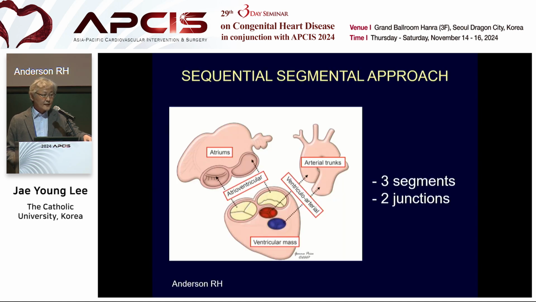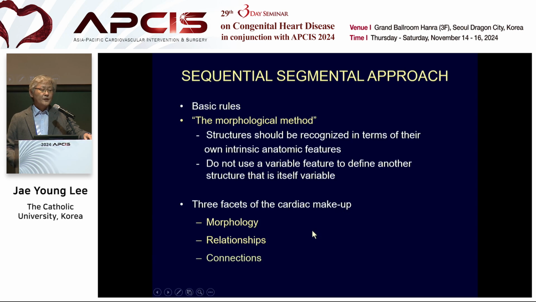The basic concept is like this. The heart is composed of 3 segments, atria, ventricles, and arterial trunk, and 2 junctions, the atrioventricular junction and the ventriculo-arterial junction. The basic rule to identify a chamber is that a structure should be recognized by its own intrinsic anatomic features. Do not use variable features to define another structure that is itself variable.